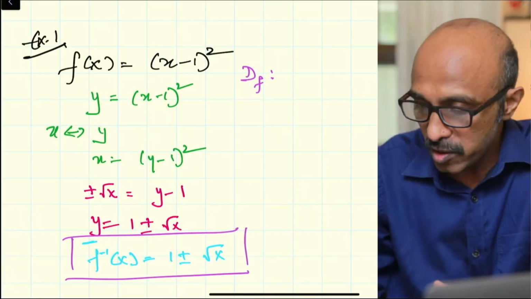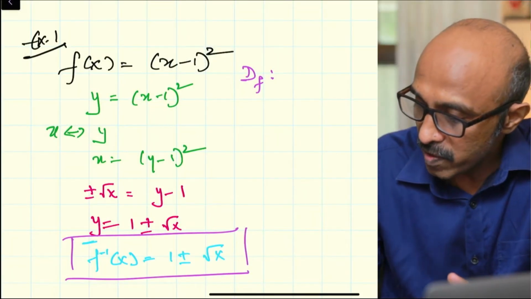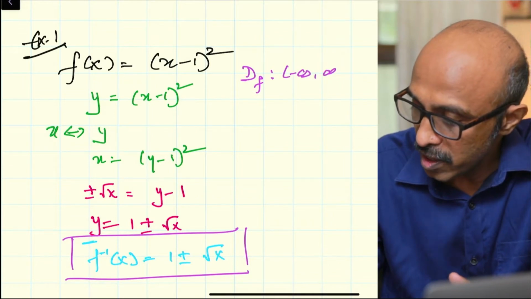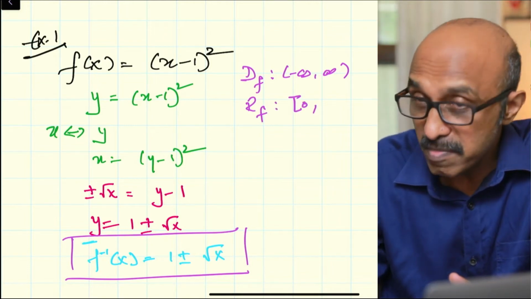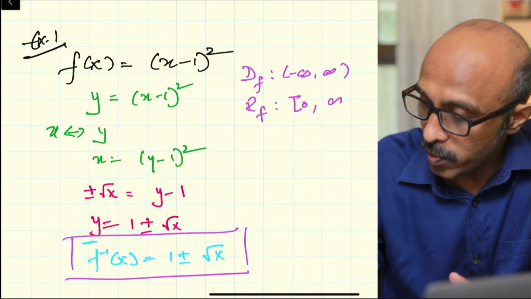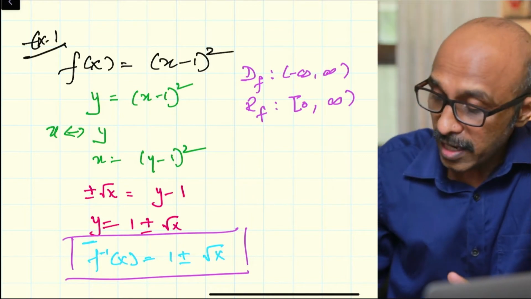So we write the domain of this function as negative infinity to infinity. And the range of this function would be 0 inclusive, that's the minimum value of the graph, all the way up to positive infinity. That's the domain and the range.